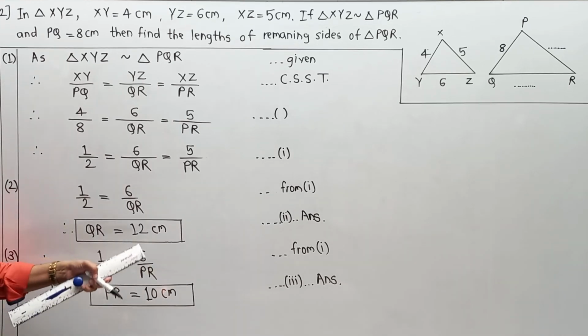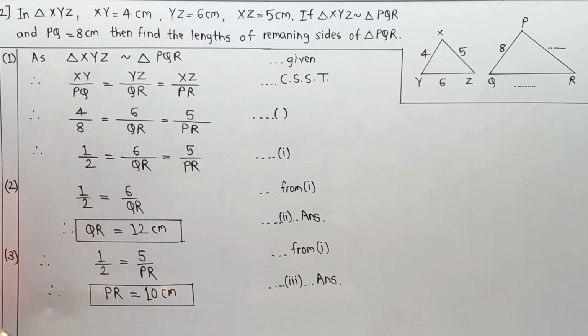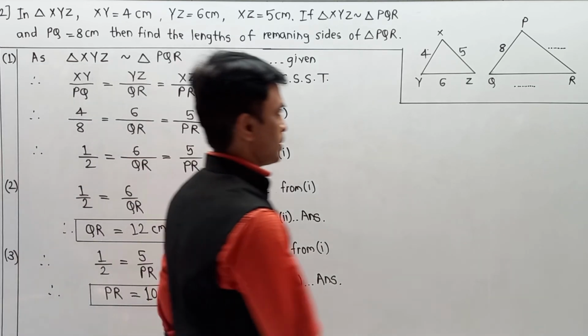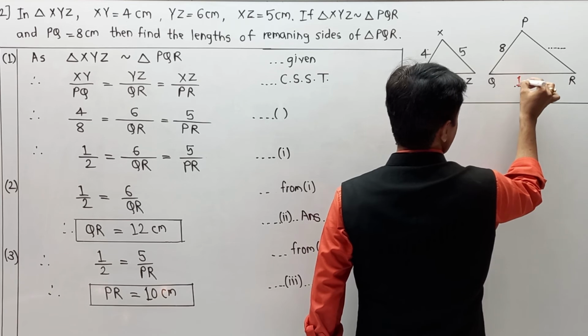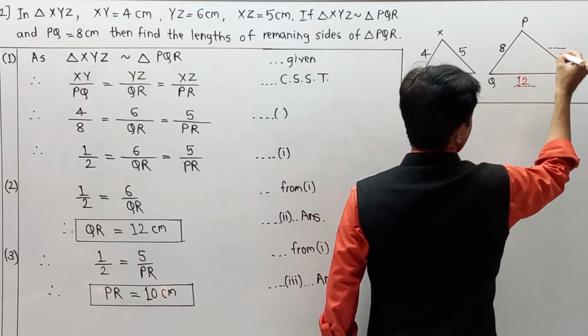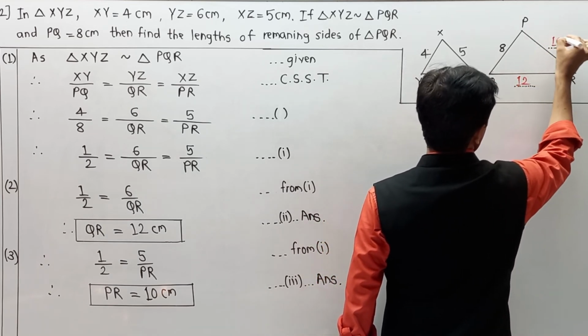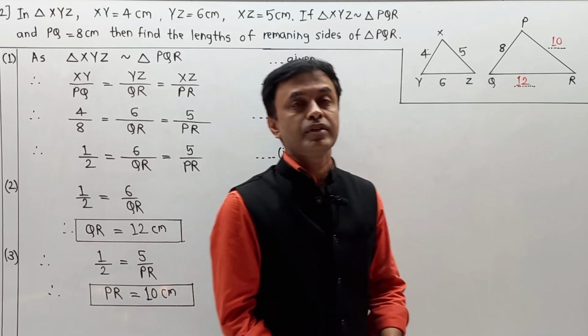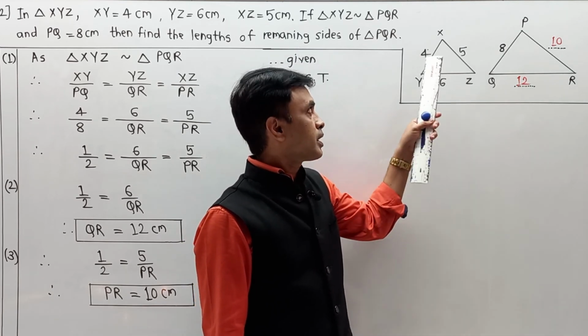As you are able to get QR and as you are able to get PR, that is 12 and 10. If you want to add in a diagram, you can add it. Means QR is 12. So this QR is 12 and this PR is 10. Now there is also one trick by which you can easily understand the part.